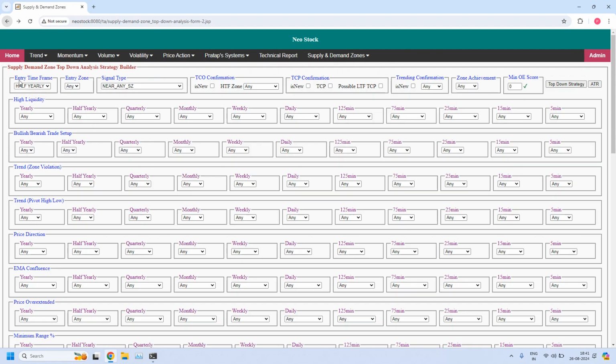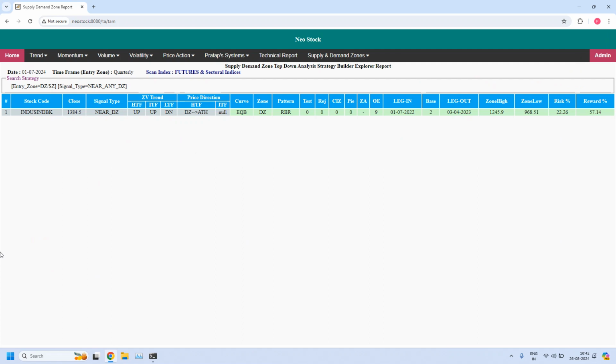The next time frame is quarterly. For the quarterly time frame, let us find the stocks near the quarterly demand zone. One stock is filtered near the quarterly demand zone. It doesn't have a supply zone. That means it is an all-time high quarterly demand zone.